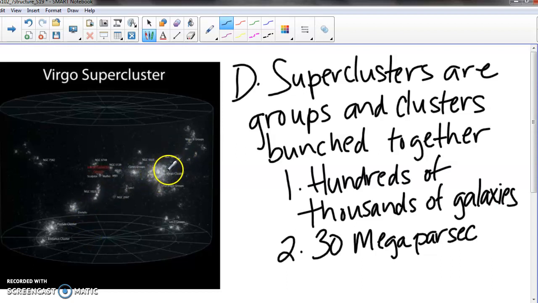It is the Virgo supercluster. The local group is down here. Here's the Virgo cluster that we talked about. It's part of the Virgo supercluster. Turns out, recently, we learned that we are part of an even bigger supercluster called Laniakea.